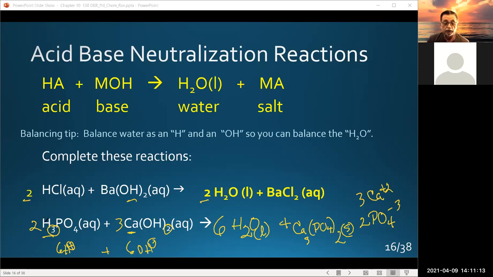Okay. I got a total of 6 hydrogens coming here, and a total of how many hydrogens do I have? 6 over here, do I not? 6 hydrogens in calcium hydroxide. So I got a total of 12 hydrogens on the reactant side. On the product side, 6 times 2, because I got 12 hydrogens in the form of water.